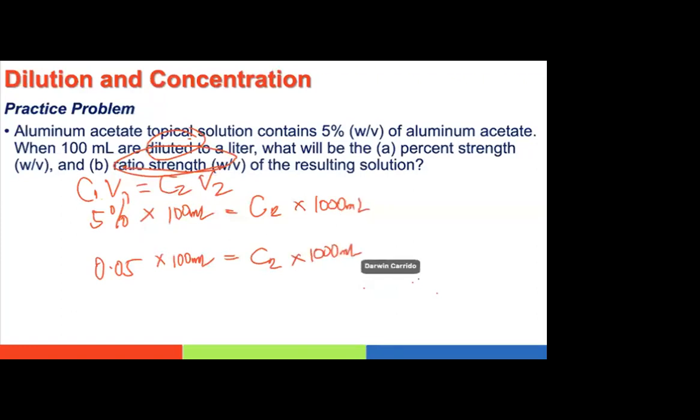When it is percent again, even if you don't put the percent sign in your calculator, just enter 5 as is. Your final unit will be expressed in percent. What is your answer? C2 is equal to 0.05 times 100 ml divided by 1,000 ml. The answer here is 0.005.